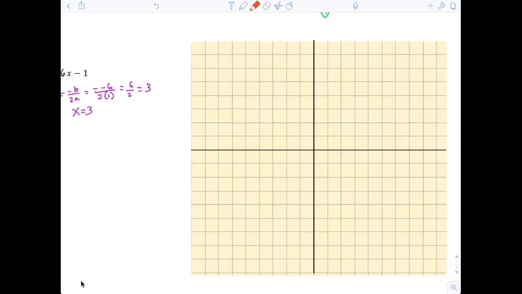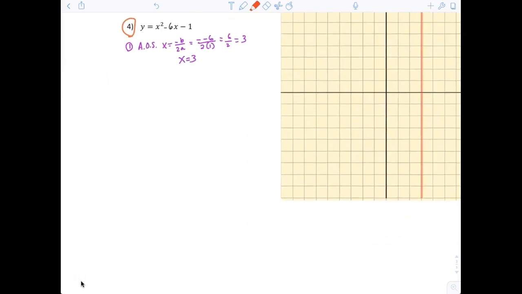So now I'm going to go ahead and graph x equals 3. So here we go. 1, 2, 3. Here we go right here. Perfect. Is everybody agreeing?